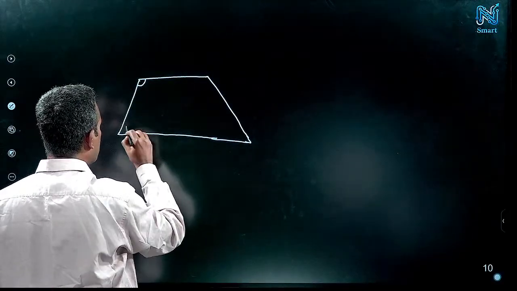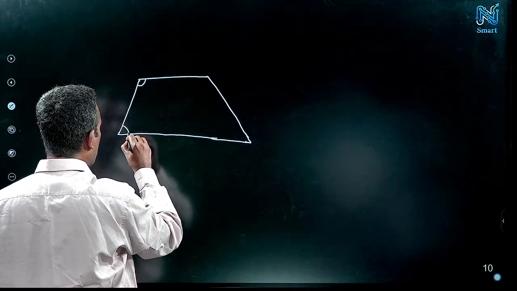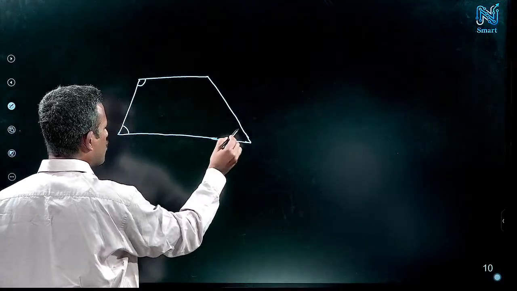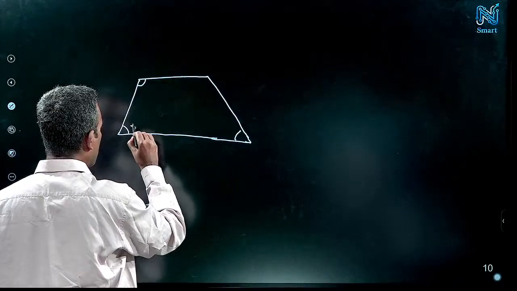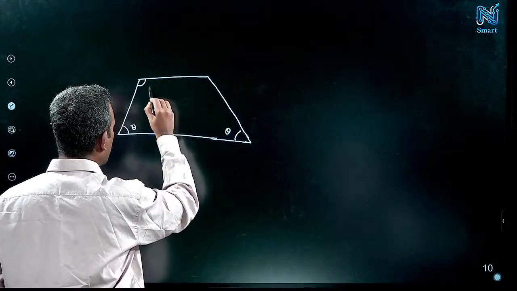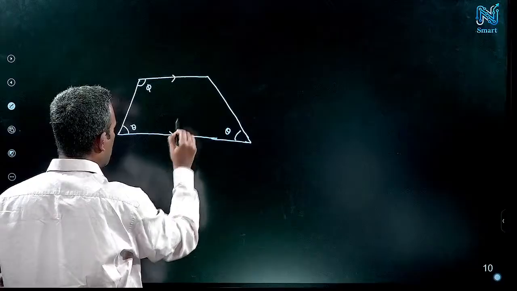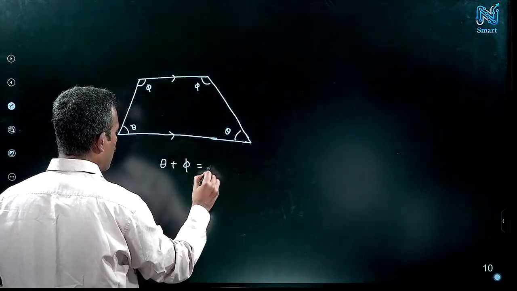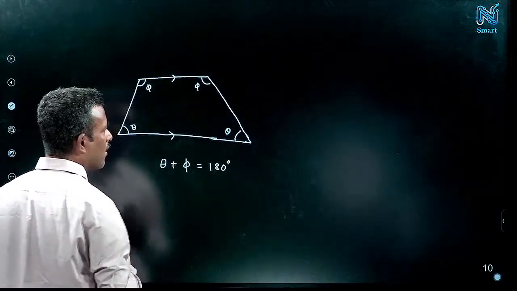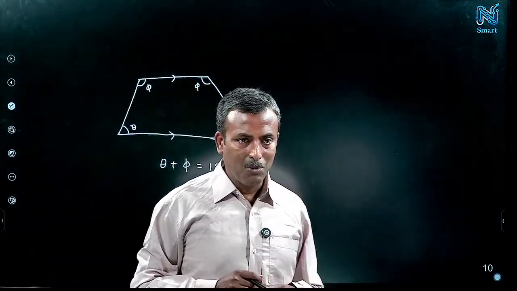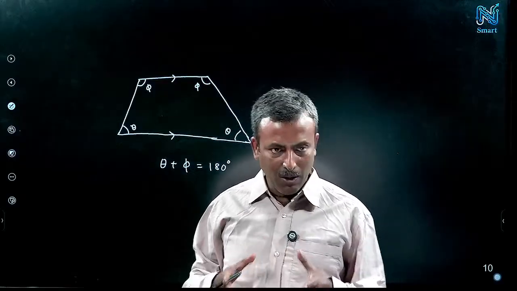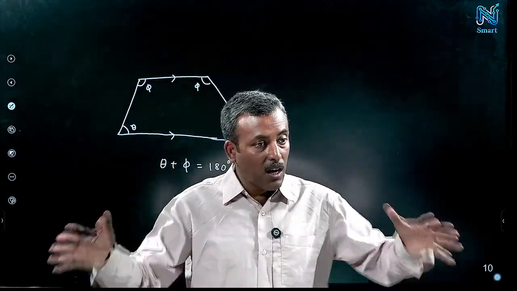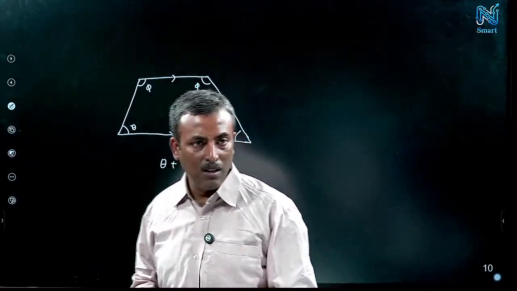The sum of these two angles is, and these two angles are equal, right? Theta, theta, phi, phi. And we know what? Theta plus phi is 180 degrees. That means opposite angles sum to 180. The sum of the opposite angles is 180. That means we can always draw a circumcircle. Can I draw an incircle?